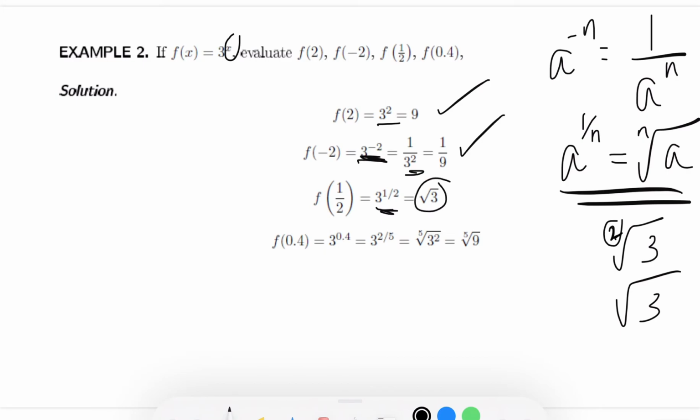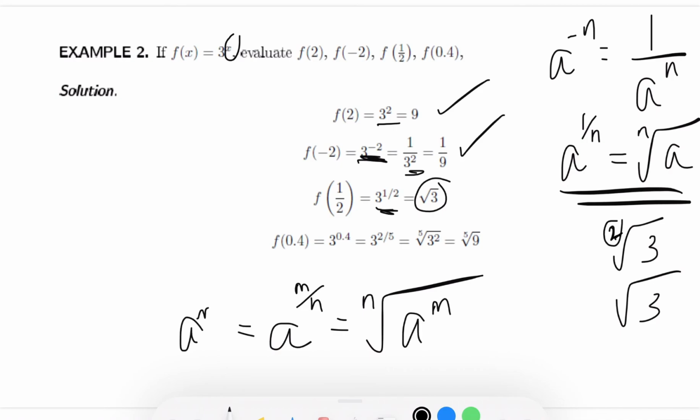Then the last example, substitute 0.4. 0.4 is 2/5, so we can rewrite it this way. If we have m over n, recall that the denominator will be the nth root, and the numerator m will be the exponent, because we can rewrite this as a raised to m times 1 over n. That is why we have 3 squared.